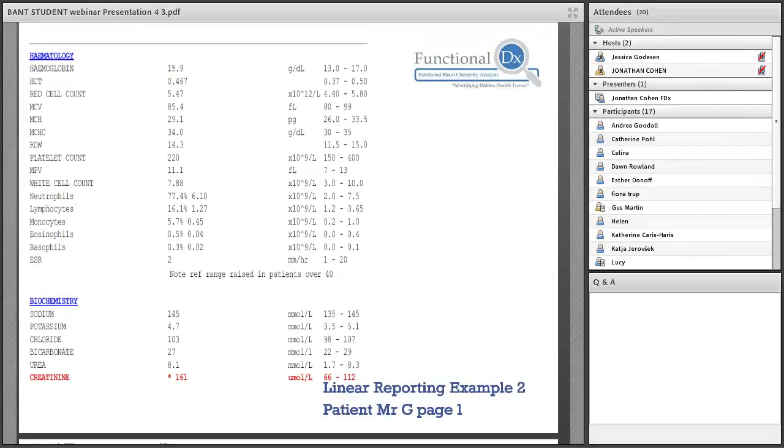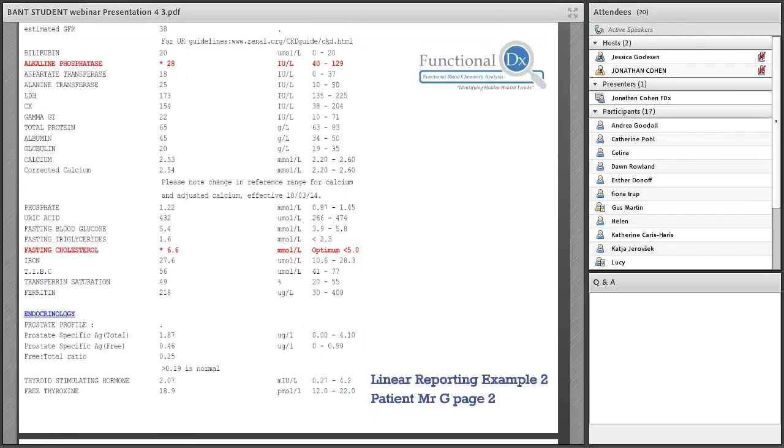So a complete list from hematology running all the way down through biochemistry. The first column is the result. The measurements are next, and then the ranges that are used by the laboratory are the last column on the right. And down at the bottom you can see that creatinine is elevated and it's marked in red. Moving on, we can see on this page that the items in red are alkaline phosphatase, and there's also a fasting cholesterol of 6.6, elevated as well.